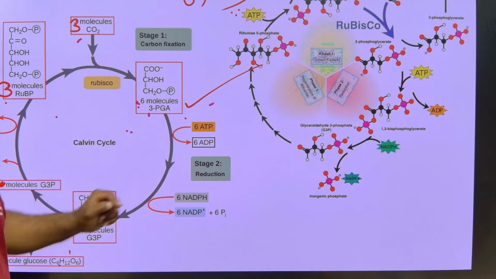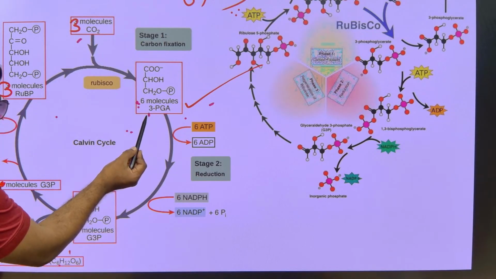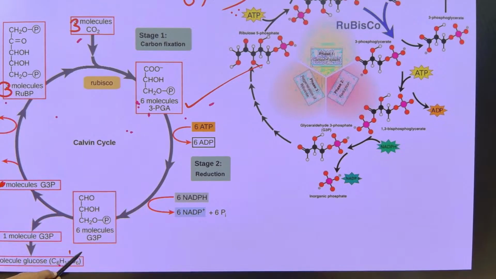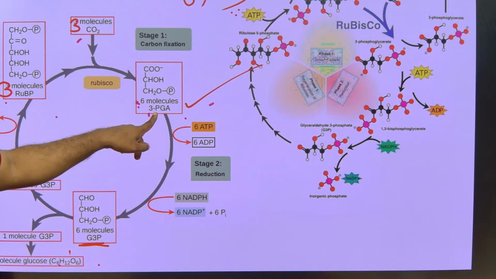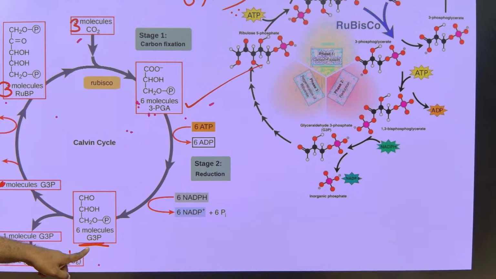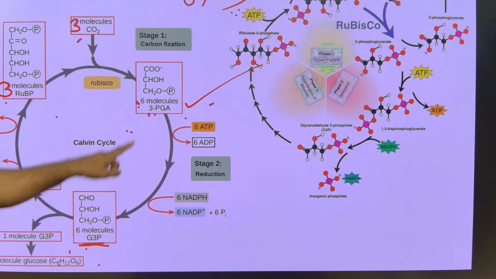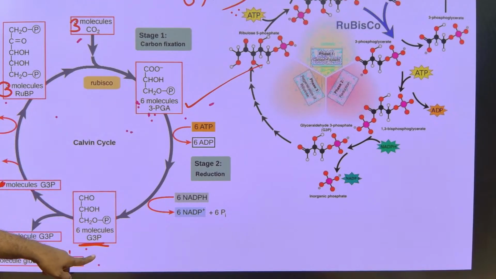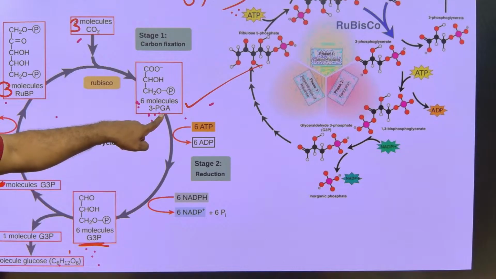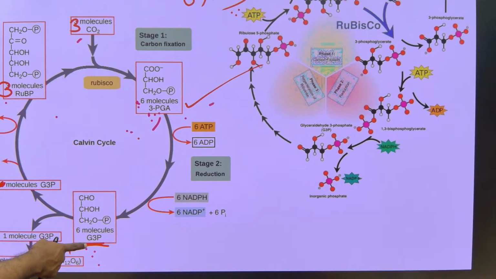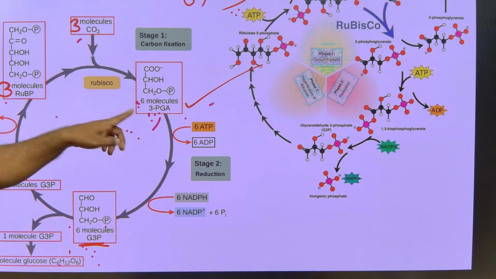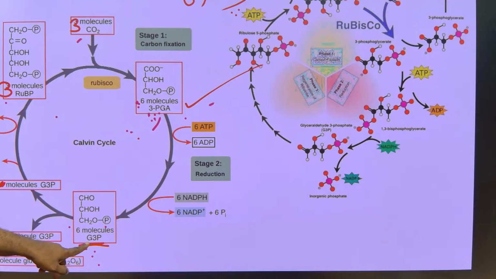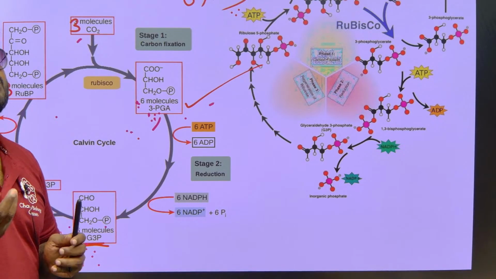Reduction. What's happening in the reduction? 6 molecules of 3-PGA are reduced to 6 molecules of G3P. What is the full form of PGA? Phosphoglyceric acid. G3P, glyceraldehyde 3-phosphate. This is the reduced form of 3-PGA. Now, G3P is how many carbon? 3 carbon. No change in the carbon number, no change in the phosphate group. It has just reduced from one form to another form. But friends, reduction never happens that easily.